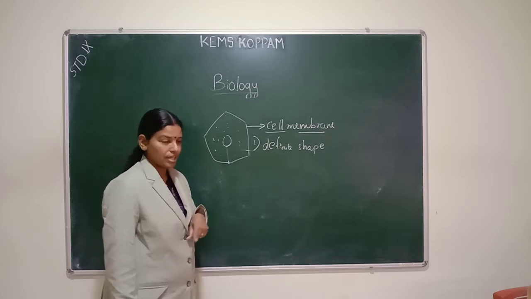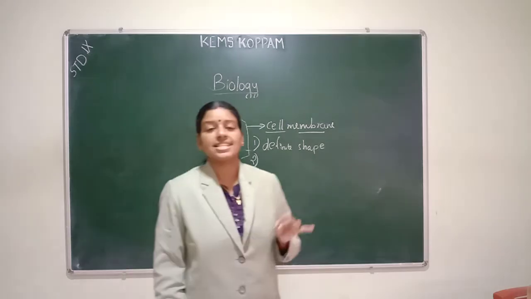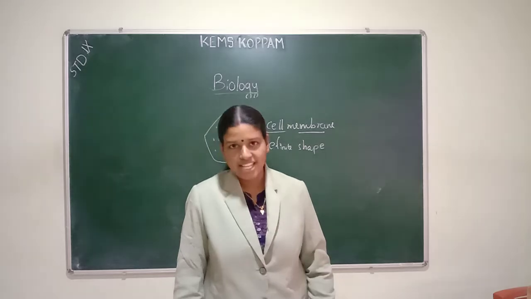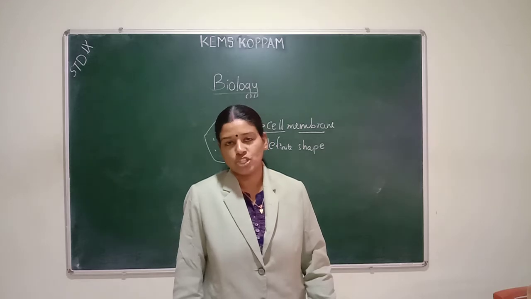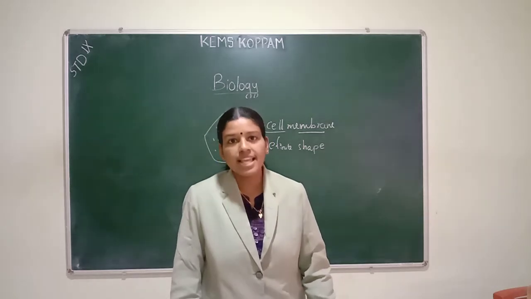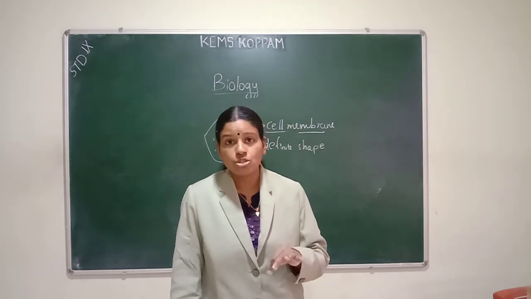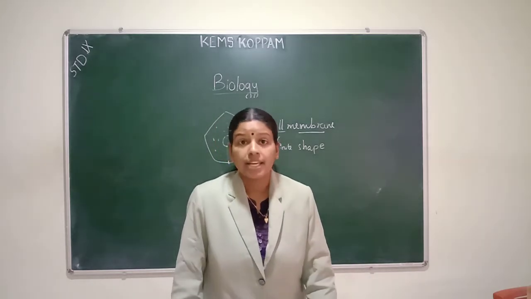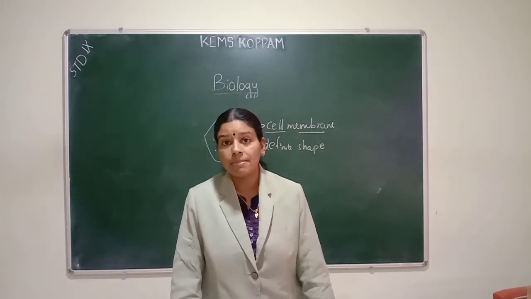Is that clear? Okay. Next one. It allows only selected substances to enter and exit the cell, those substances which are needed for the cell. That is why the cell membrane is called a selectively permeable membrane.